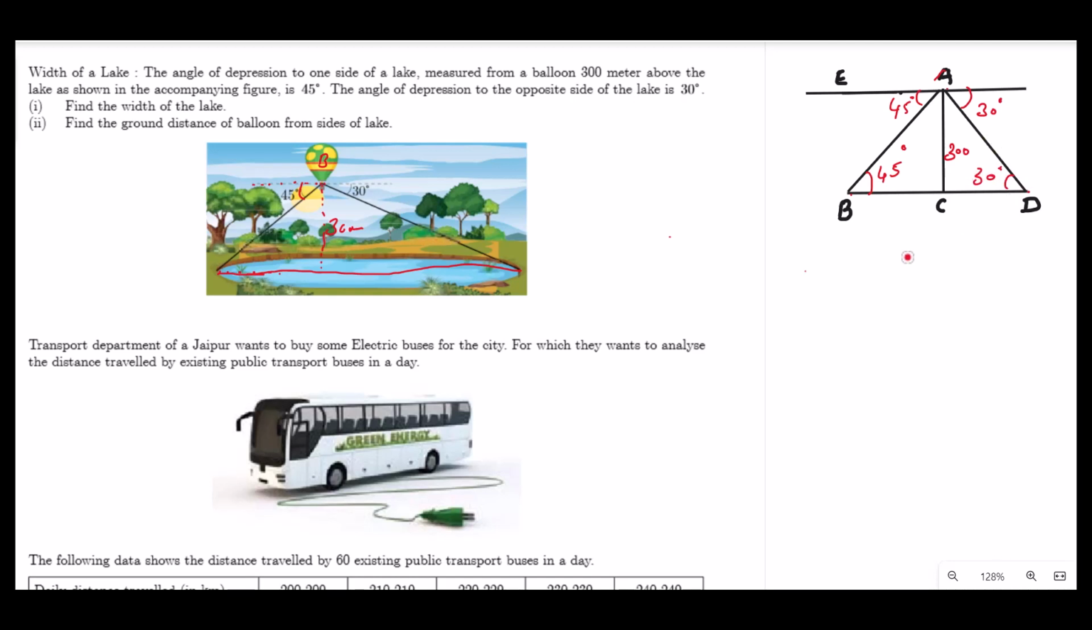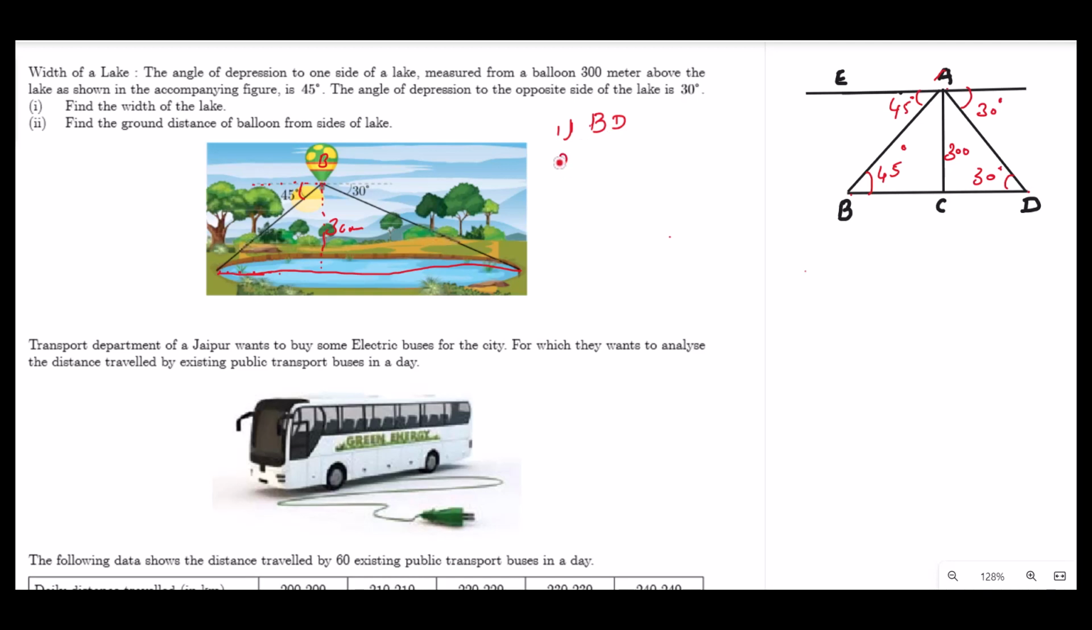Now the first question is we have to find out the width of the lake. What is the width here? BD is the width. So first we have to find out the width of the lake. That is, we have to find out BD, the distance between B and D, right?